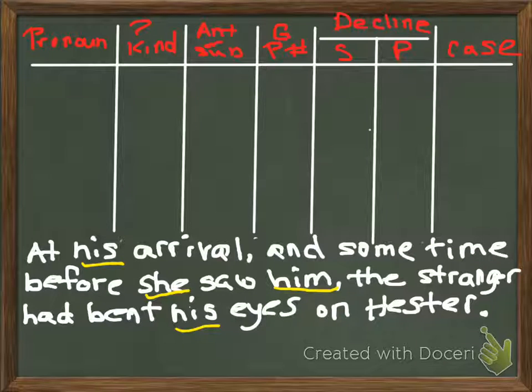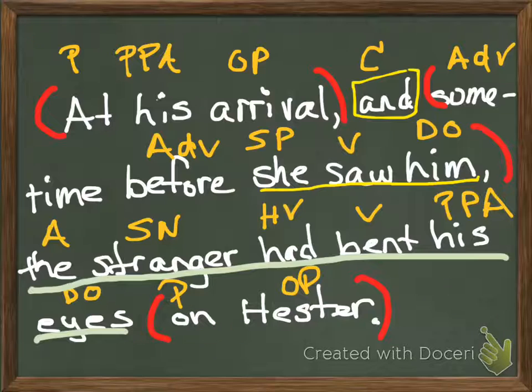Okay? And then we notice the stranger was him, and so it must have been his arrival. So at his arrival goes to the stranger. The stranger had bent his eyes on Hester. Okay, so let's attack this real quick.